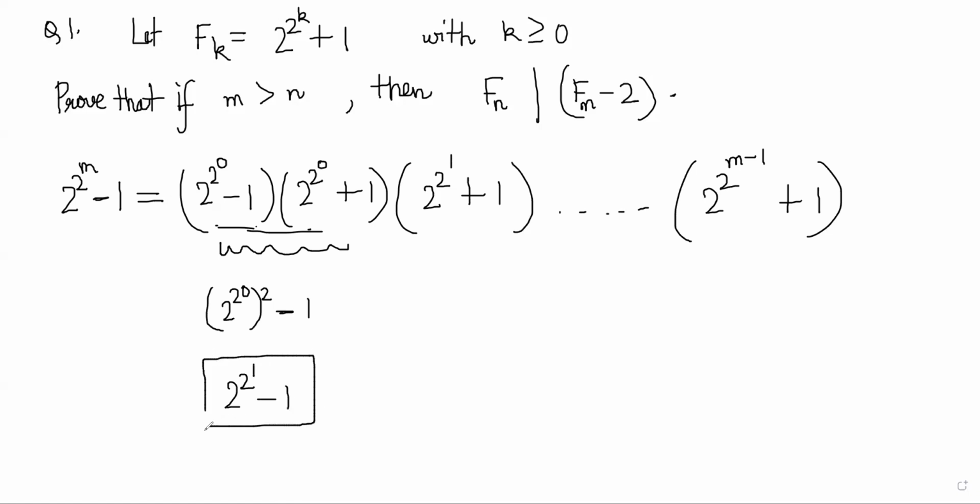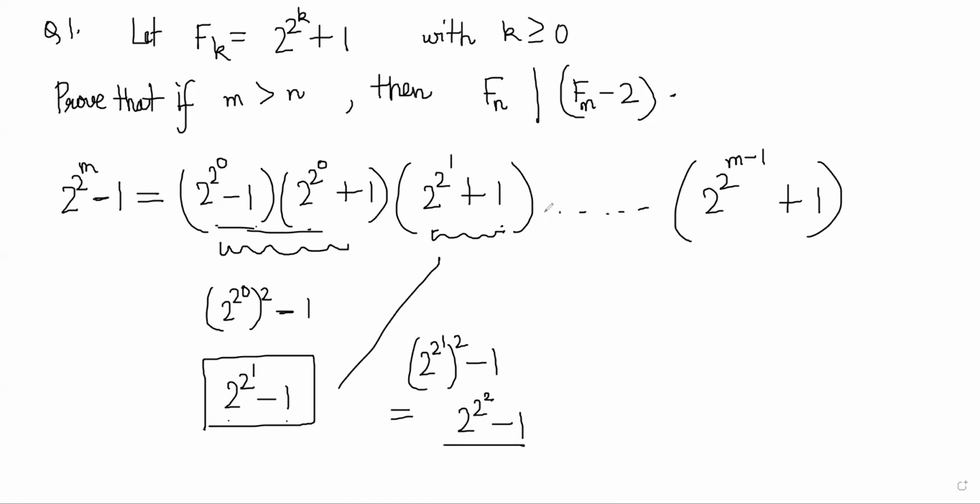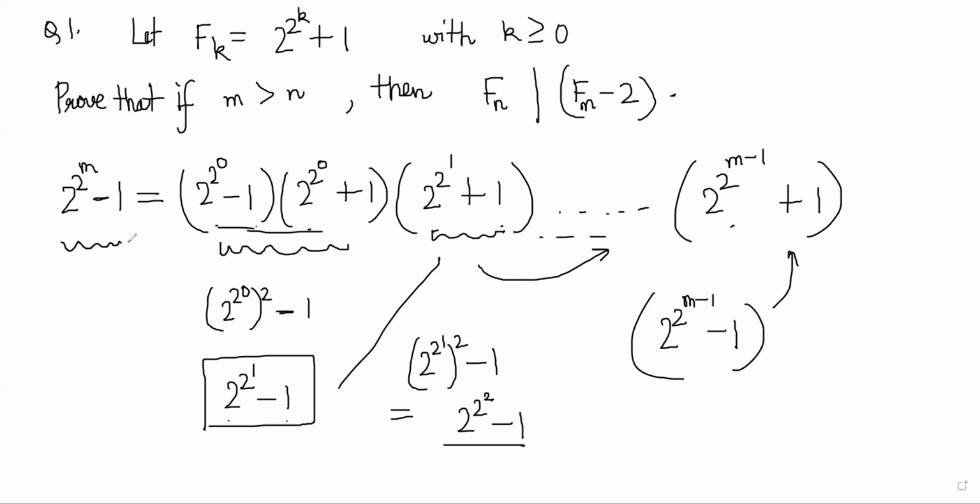So notice that you are getting this term, and you already have the conjugate term for that. This is becoming the new x minus y, and this is x plus y. So again, the combination of these will become (2 power 1) whole square minus 1, which will become 2 power 2 minus 1. And you are going to keep doing this repeatedly, and eventually you will end up with 2 power m minus 1 multiplied by this, which will give us this, right?